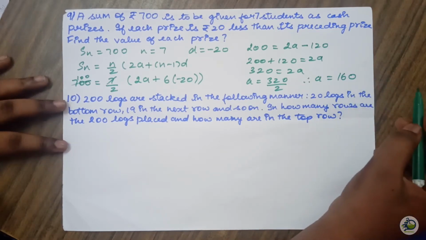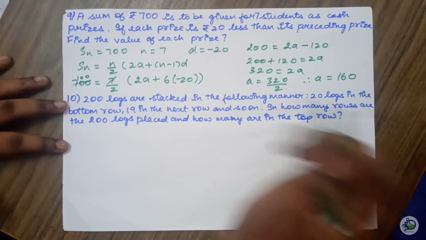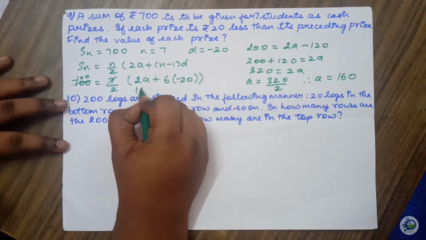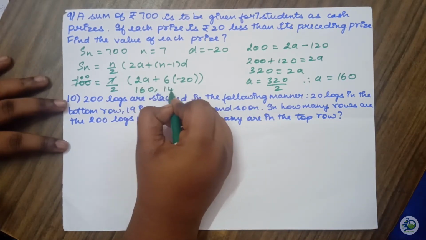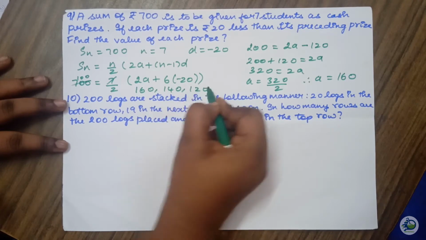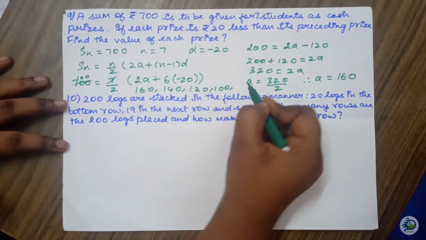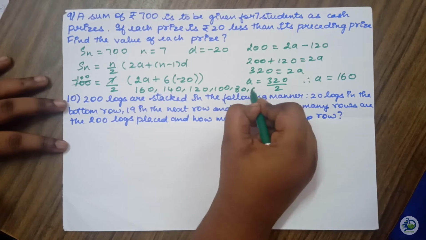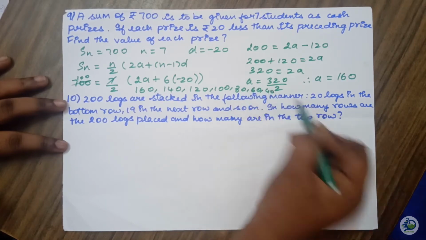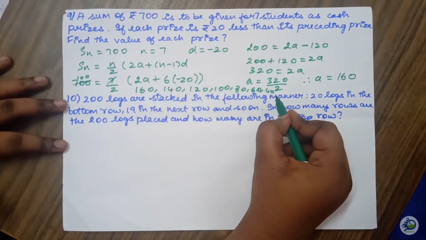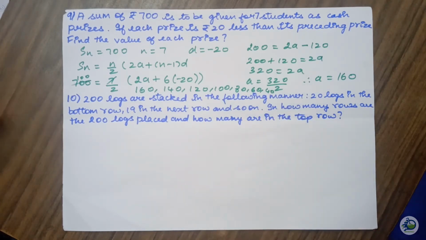Then the next prize is 140. So the cash prizes awarded are 160, 140, 120, 100, 80, 60 and 40. So these are the 7 prizes distributed to the students.